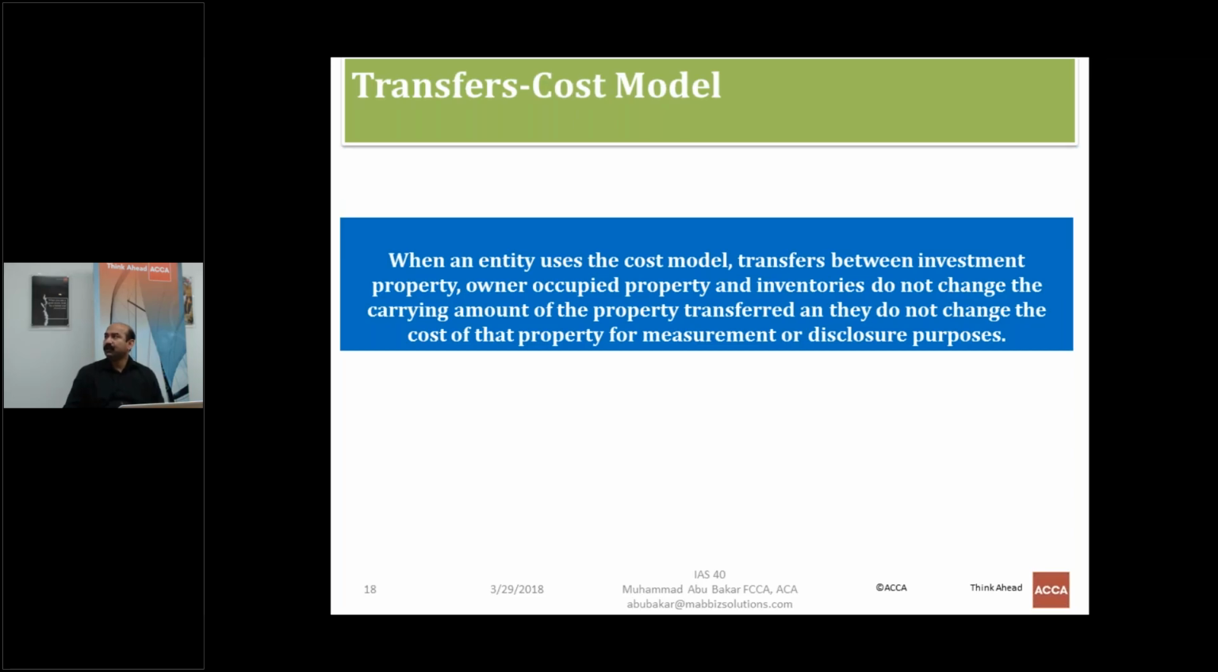Transfers. When an entity uses the cost model, transfers between investment property and owner-occupied property and inventories do not change the carrying amount of the property transferred, as they do not change the cost of that property for measurement or disclosure purposes.